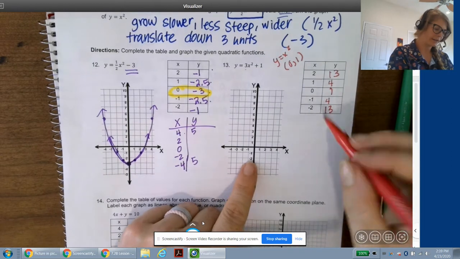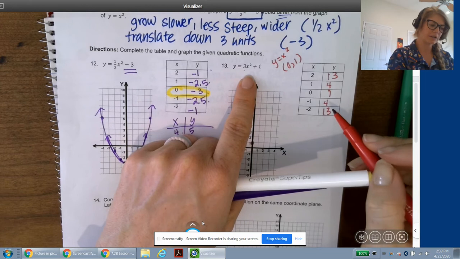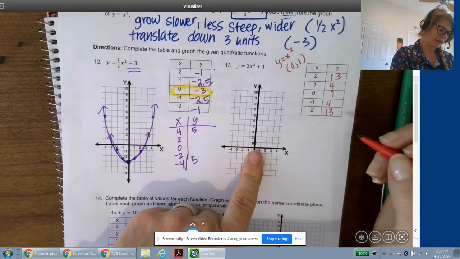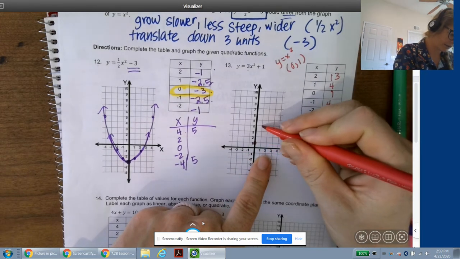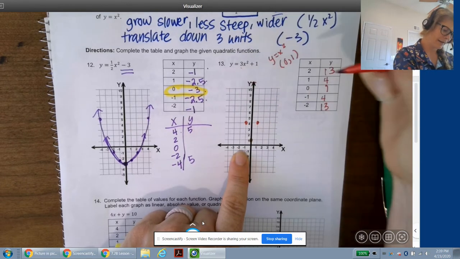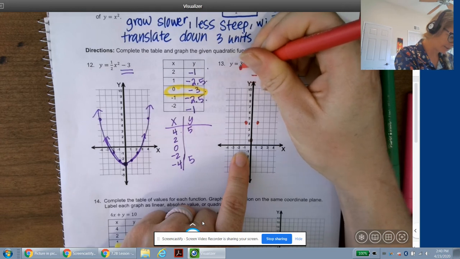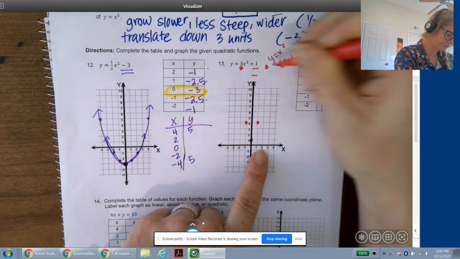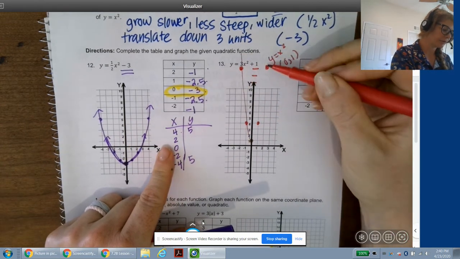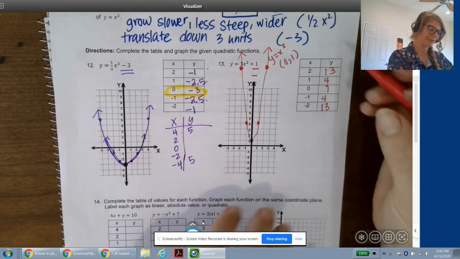Okay, so we have 0, 1, just like I said we would. 0 squared is 0. 0 times 3 is 0. And 0 plus 1 is 1. And then we went up to 1, 4, negative 1, 4, and if we're at negative 2, there's 10, 11, 12, 13. Oh my goodness, it just grew so fast. Wowzers! Look at that rapidly growing parabola. Quadratic. I hope that your parabola doesn't look as wonky as mine.